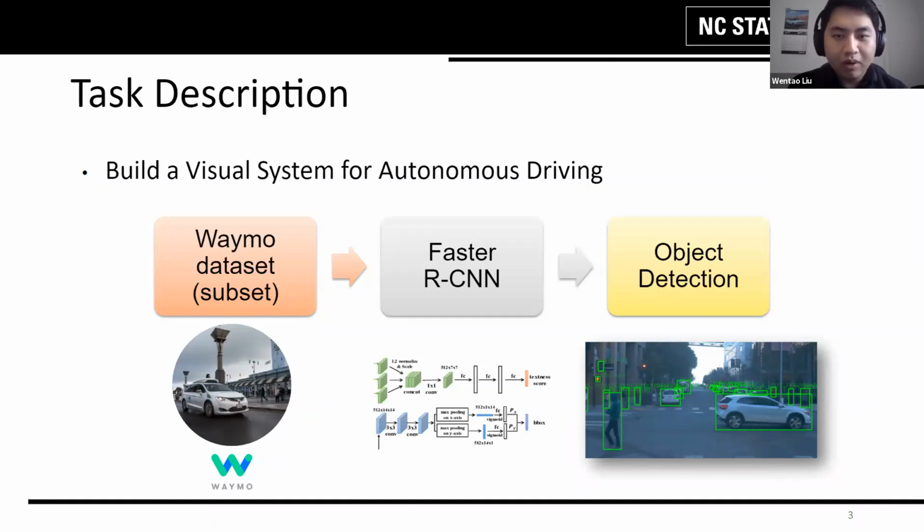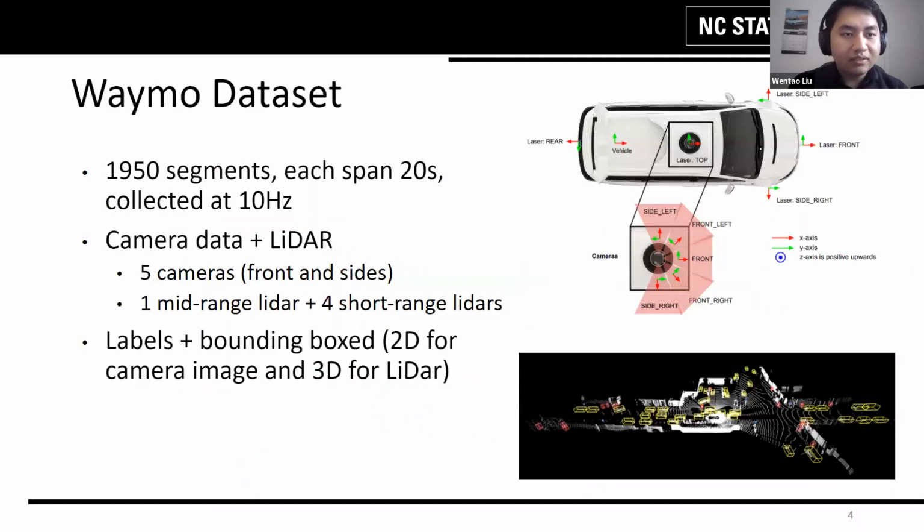Let me introduce more about the dataset. The Waymo dataset contains 1,950 segments, each spanning 20 seconds and collected at 10 Hz. They have 5 cameras installed on the car, on the front, front left, front right, side left, and side right. They also have 5 LiDAR systems. For the labels, they have 2D labels for all the camera images and 3D labels for the LiDAR system.